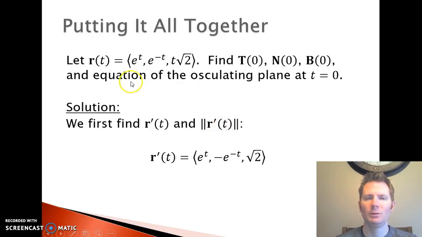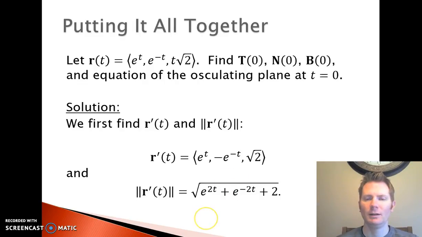So simple derivative, remember the derivative of r is equal to the new vector function whose components are simply the derivatives of the vector components of r. So r prime of t is e to the t, the derivative of e to the negative t is negative e to the negative t, and the derivative of t square root 2 is just square root 2. The magnitude is found by squaring each component, summing their values together, and then taking the square root.